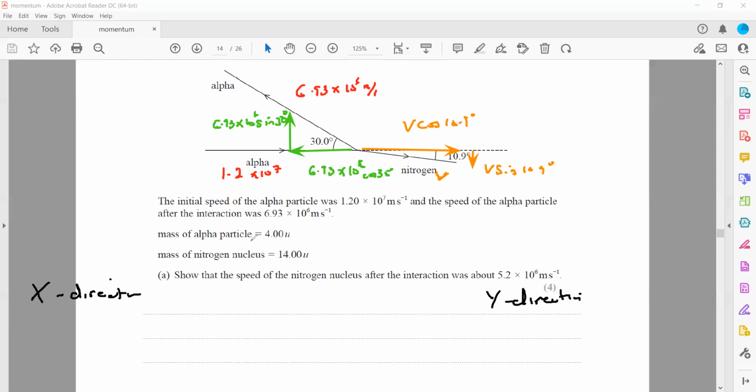So for conservation of momentum in the X direction, the total momentum before collision is equal to the total momentum after collision. First, the alpha particle is moving towards the stationary nitrogen, so it is moving towards the right-hand side. So when we apply the conservation of momentum for the X direction, we are not converting the mass here.